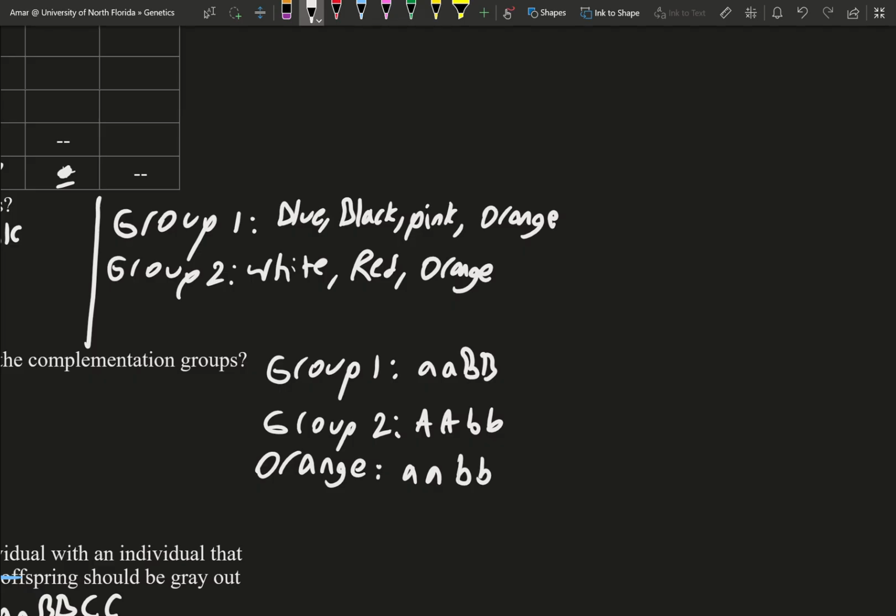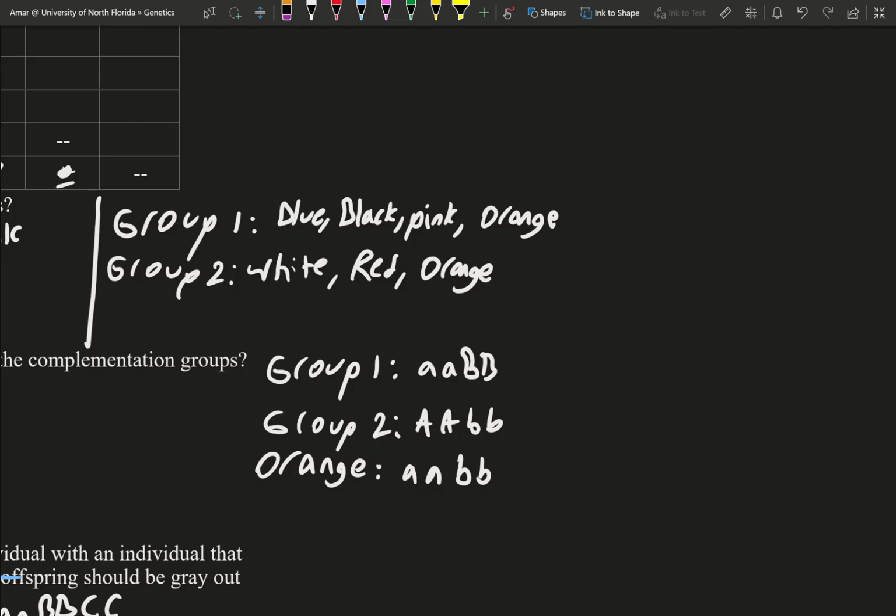Because what we want to do is make sure that they're recessive at little a. When you cross little a with little a, you're getting a recessive phenotype, and you're not getting any complementation. But then when you cross group number 2 with orange, you also want to make sure you're not getting any complementation, because these recessive b alleles from both of these individuals give you a recessive phenotype. So that'll be another case that you might see on an exam.